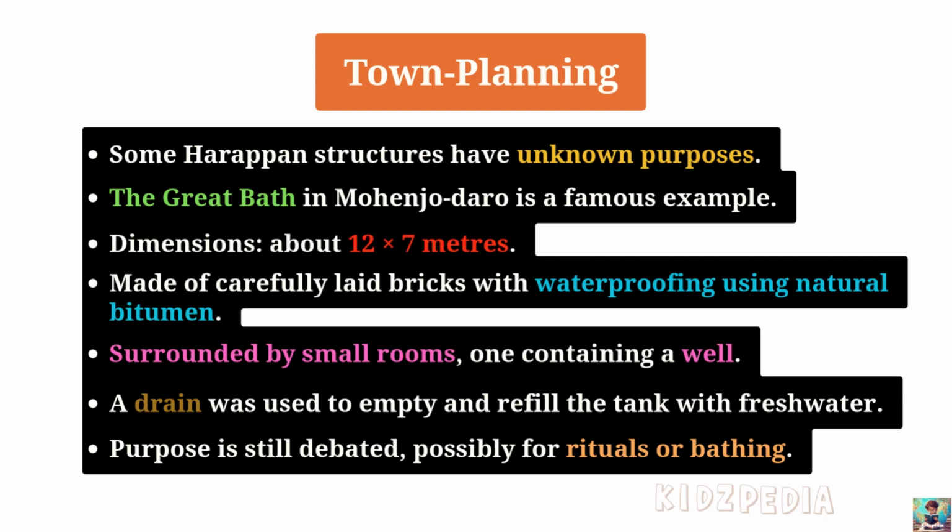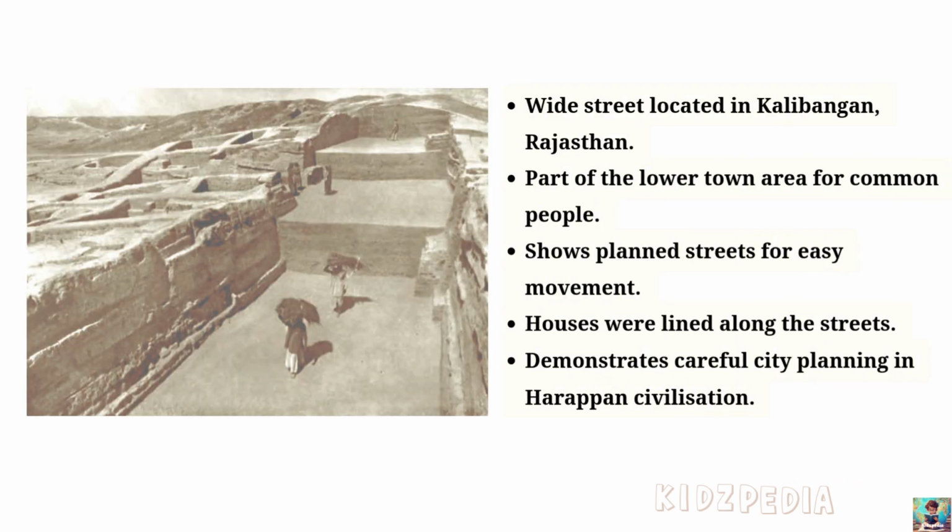Historians still debate its purpose, but it may have been used for rituals, ceremonies, or bathing. This picture shows a wide street at Kalibangan, which is in Rajasthan. The street is in the lower town area where common people lived. It shows how Harappan cities had well-planned streets to make movement and trade easy.